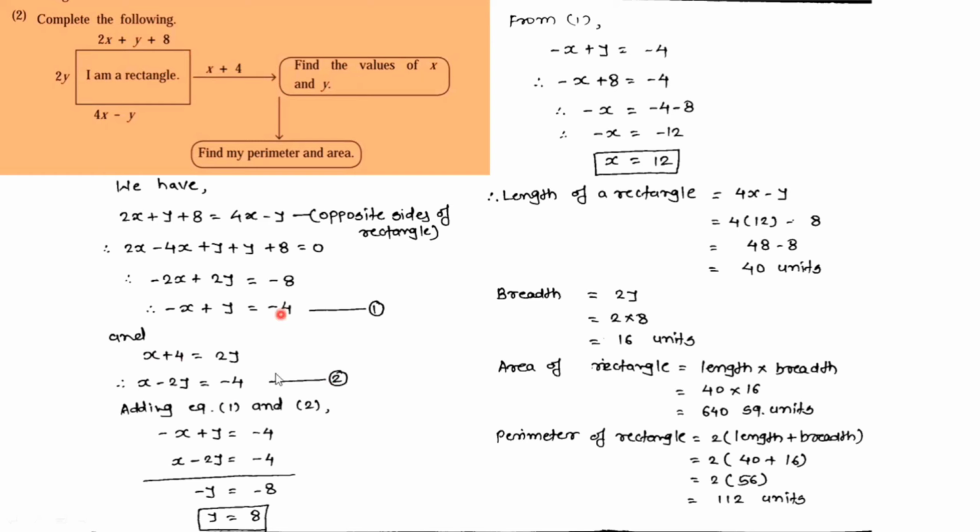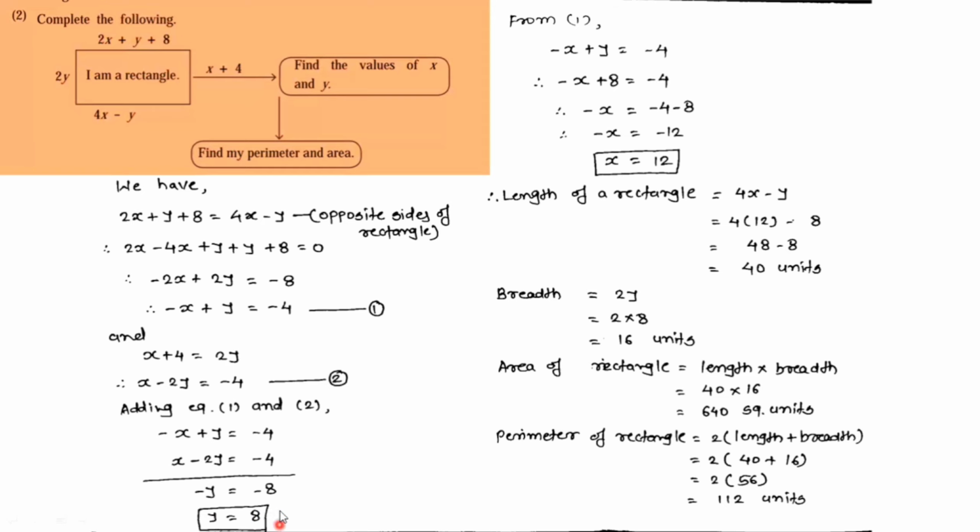Now if we compare equations 1 and 2, as you can see, the coefficients of x are the same and the signs are different. So we should add these two equations to get the values of x and y. So if we add equations 1 and 2, we have minus x plus y is equal to minus 4, and the second equation is x minus 2y is equal to minus 4. If we add these two, minus x plus x will get cancelled, and plus y minus 2y will be minus y, equal to minus 4 minus 4, which is minus 8. We get minus y is equal to minus 8. If we eliminate the minus sign on both sides, we have y is equal to 8. So this is the value of one of the variables.